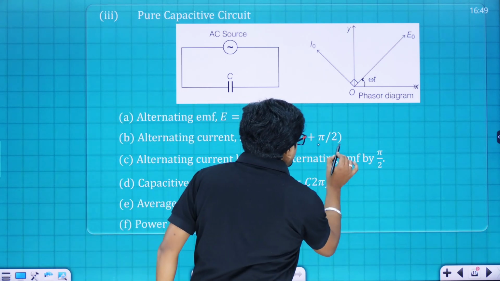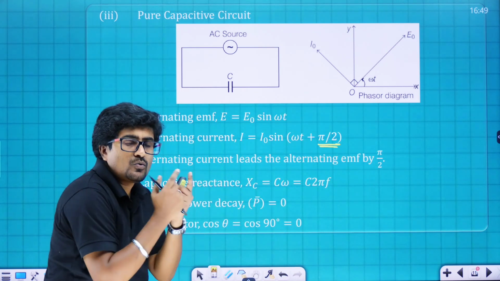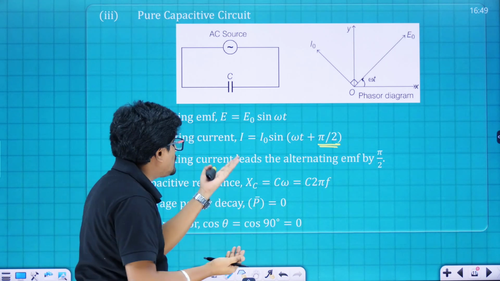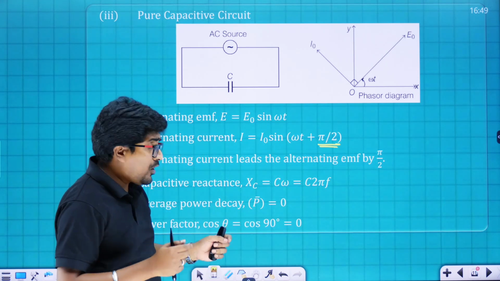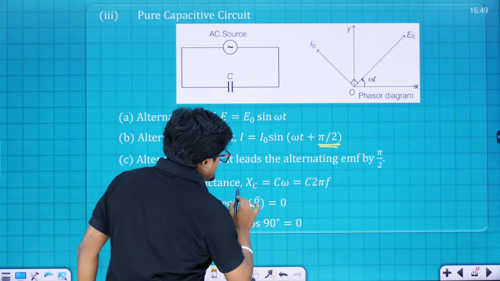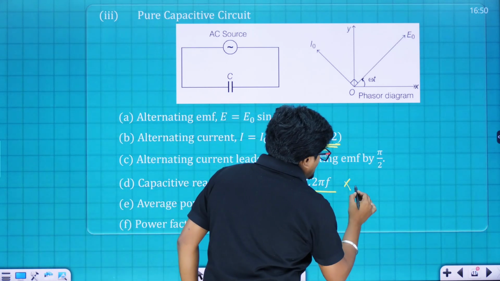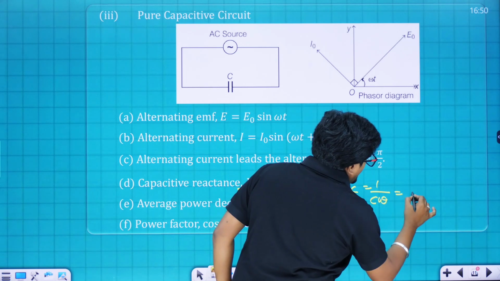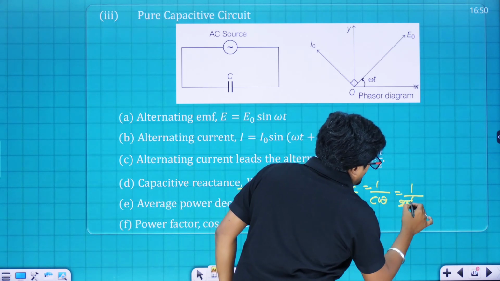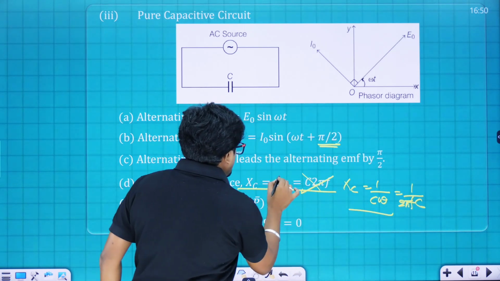Pi by 2. So that is why in this case you can see the expression as I is equal to I naught sin of omega t plus pi by 2, and for voltage you are having it as E is equal to E naught sin of omega t. All right, and in this case capacitive reactance, though this is a wrong statement, capacitive reactance X suffix C needs to be 1 divided by C omega, and that needs to be 1 divided by 2 pi f into C. So please correct this part.